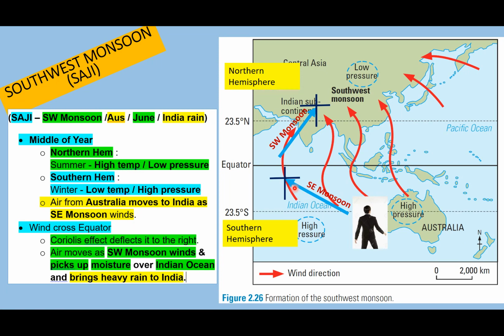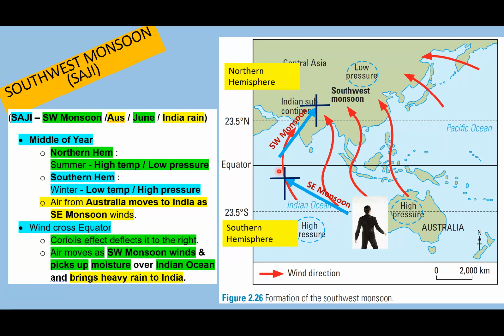Since we are flying towards India, your back is facing you. You are facing India. This is your left and this is your right. We know that in southern hemisphere, the Coriolis effect deflects wind to the left. So your arrow goes to the left. Now, when your arrow goes to the left, if you do a compass here, you will know that this is southeast. This is the direction it will be from, southeast. So we call it southeast monsoon.